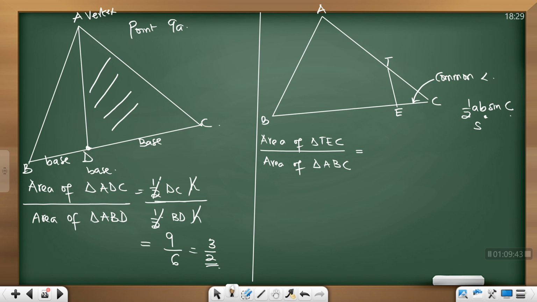So for TEC, it is going to be half. I'm looking at this angle, right? So you look at this side. What is this side? TC and what? EC, sine angle. Please take note. It is the side, and the angle between them. Again, I want to repeat. Which is the angle? Angle C, right? It's the side, the side, and the angle between. That's why I have half TC, EC, sine C, because C is the included angle.